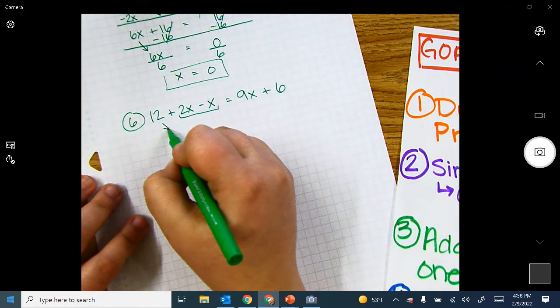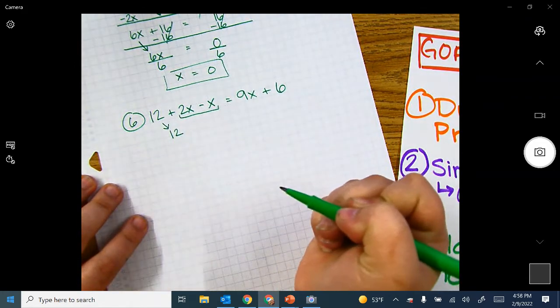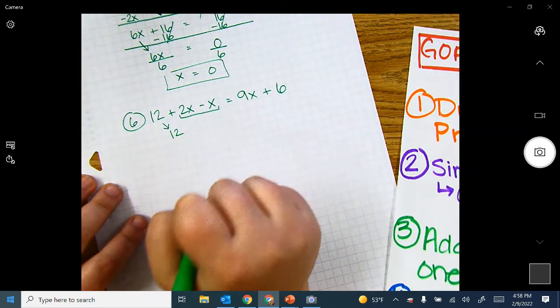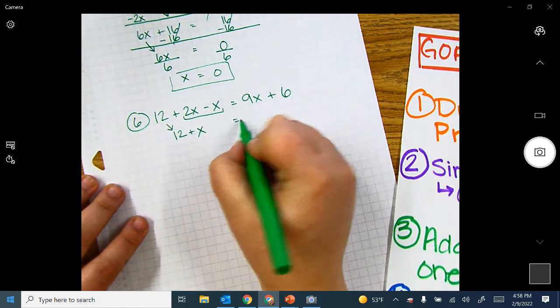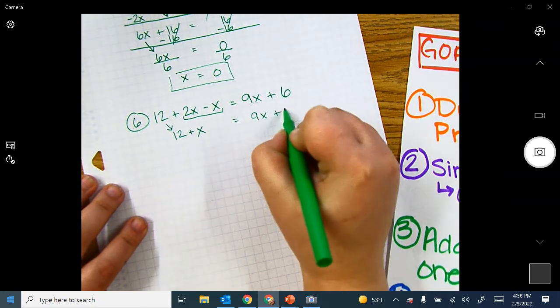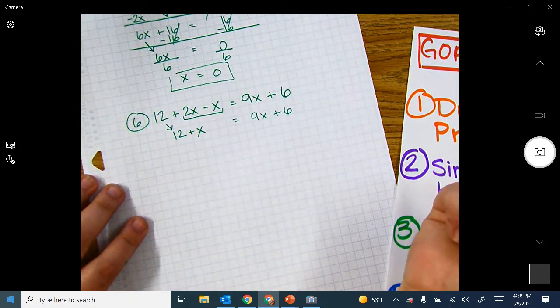Okay, so I'm going to keep 12 the same. But then 2x take away 1x means I just have one positive x left. And then over here, I still have 9x plus 6. It stays the same.